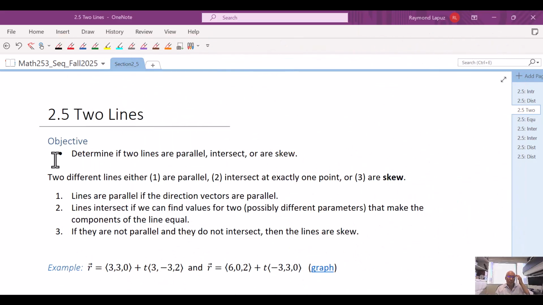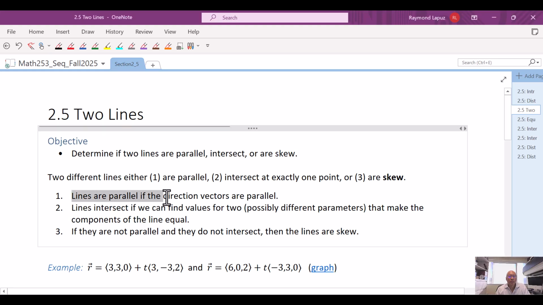So here are our objectives. We're going to determine what happens to two lines if they're parallel, intersect, or they're skew. If they are parallel, then it turns out that the direction vectors are parallel. Now, the direction vectors may not be exactly the same. One can be longer than the other, or the two vectors are going in the opposite direction. But as long as they are collinear, they're parallel, which means the two lines will end up being parallel.